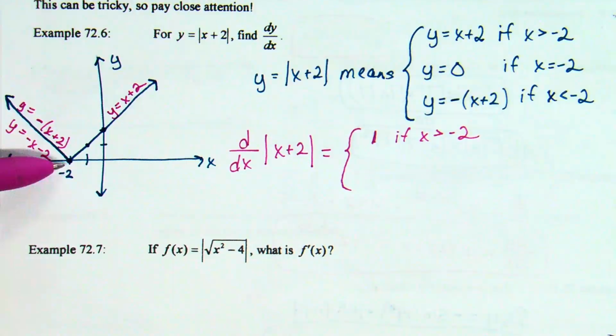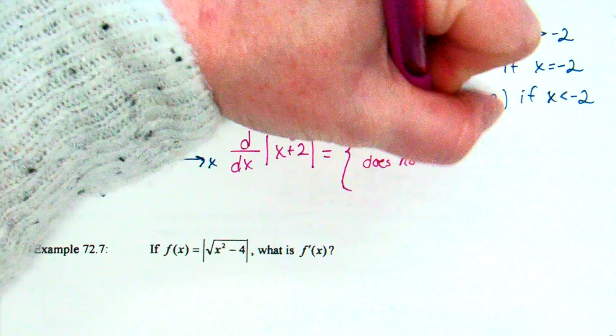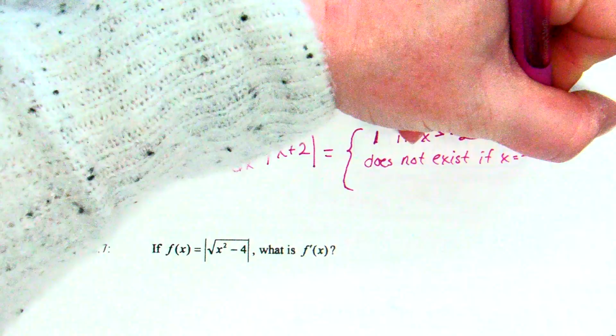Okay. The derivative of this hard point, we can't do it. The derivative of 0, we can't do it there. We can't do a derivative of a hard point right there. So I'm going to say this does not exist if x equals negative 2.